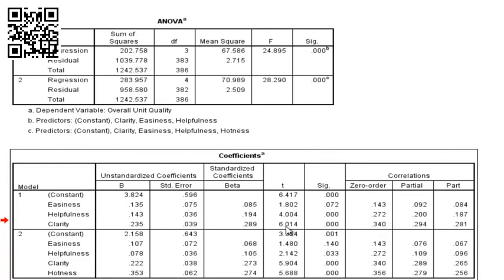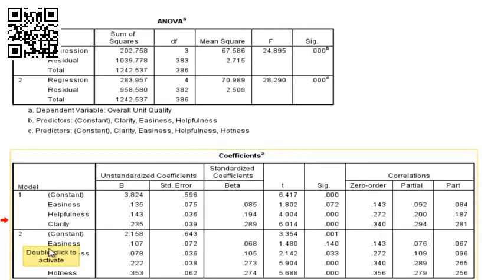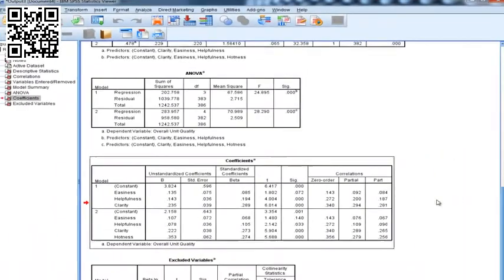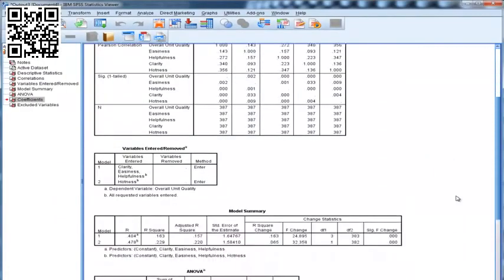Now, all this information is similar to what you find in a regular multiple regression. The key difference is that you get an extra model, and you would get as many as you added into the blocks. If you had 3 blocks, you'd get 3 models, but we only have 2 blocks. And we can see that hotness was associated with a standardized beta weight of 0.274 and a t-value of 5.688, and it's statistically significant. And we would expect that because hotness was associated with an F change that was statistically significant.